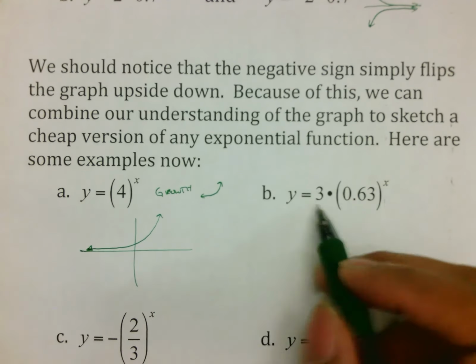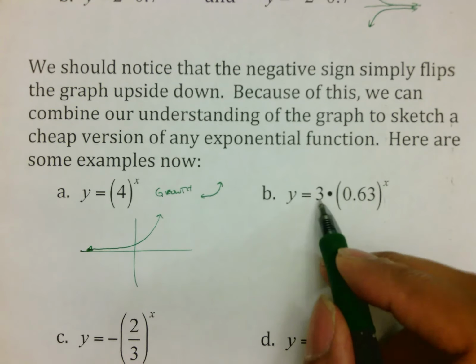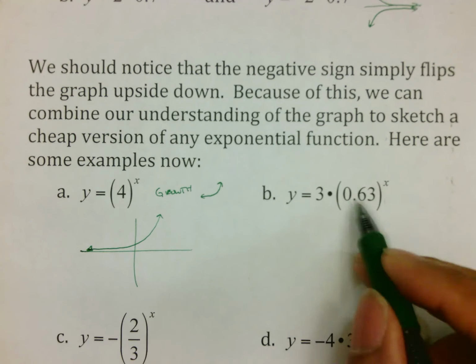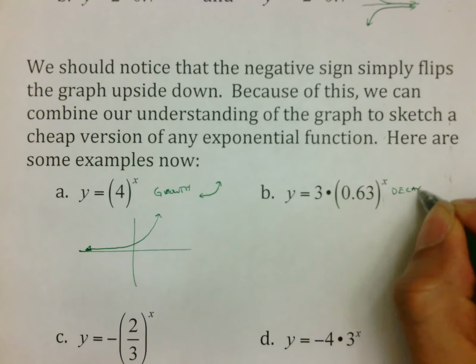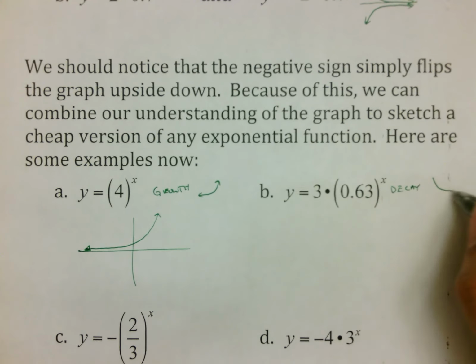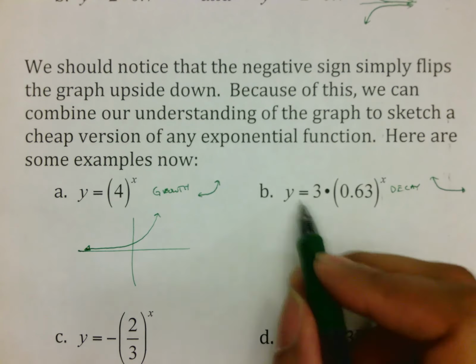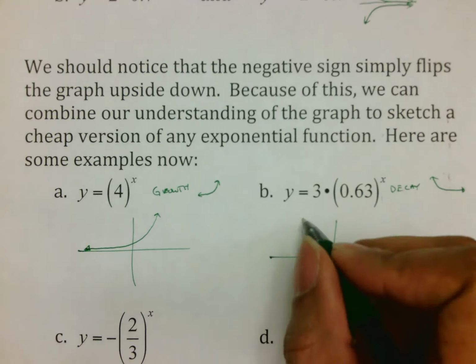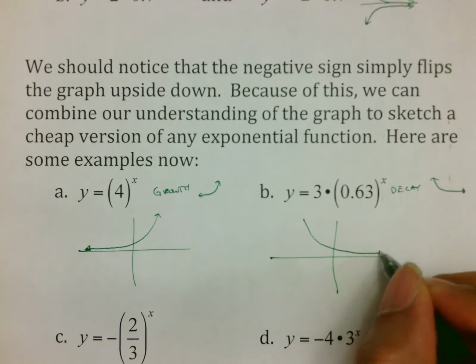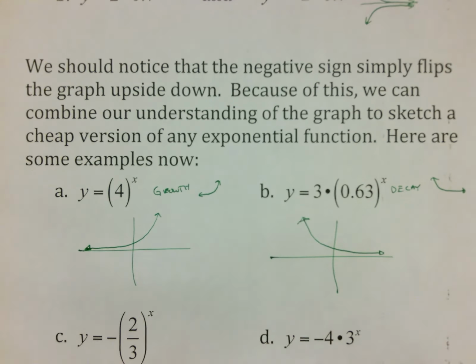Looking at B, this is not the base. The 0.63 is the base because that's what's got the exponent attached to it, and this is decay. Because I know it's decay, I know that decay is shaped something like this, and because there is no negative sign to flip it over, it means that it is going to look something like this in terms of its graph. And again, I don't need anything perfect. I just have to figure out what the curve is going to look like, and then with that known, I should be able to pick it from a multiple choice option.